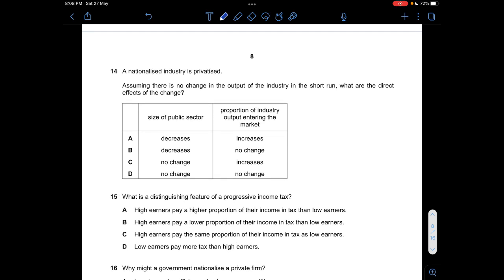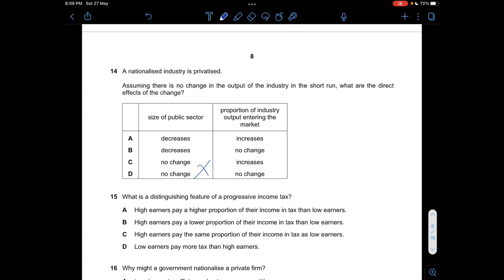Question 14, a nationalized industry is privatized. Assuming there is no change in the output of the industry in the short run, what are the direct effects of this change? So, a nationalized industry is privatized, which means that the size of the public sector has to decrease, because for private industries the main goal is to maximize their profits. So they have to remove some people from their firms. So the size of the public sector would decrease, so C and D are wrong.